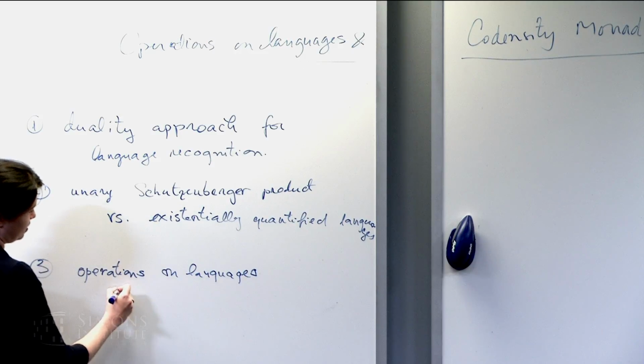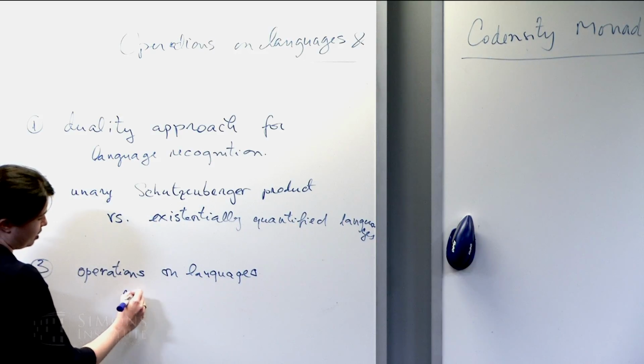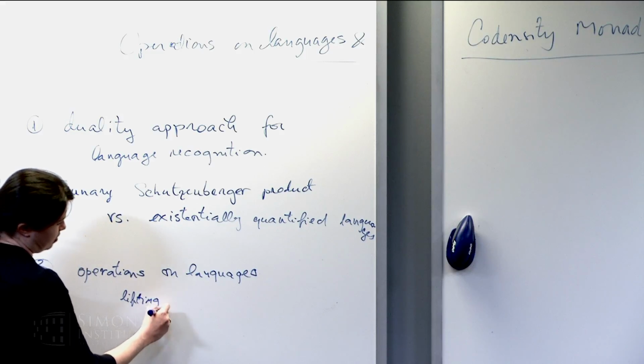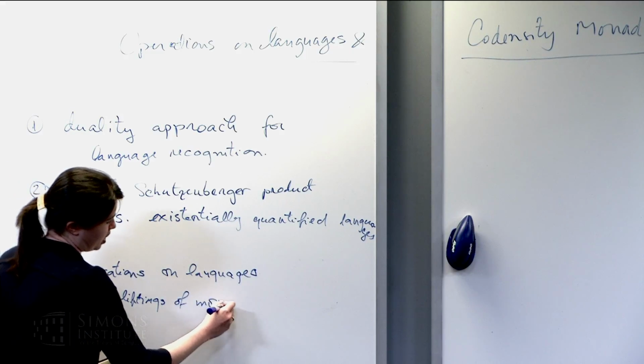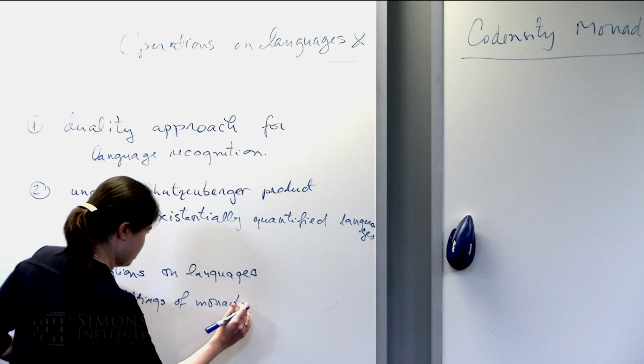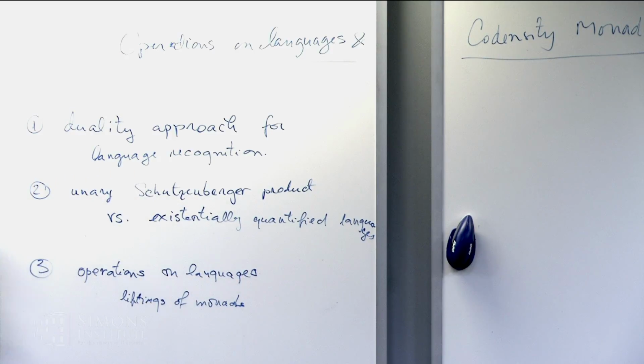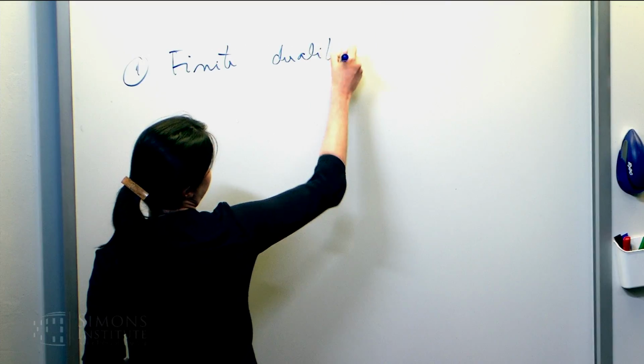in terms of this liftings of monads to some Stone spaces with some monoids. That this will come up in a bit. So in order to explain point one, I'll need a very brief preliminary on finite duality.